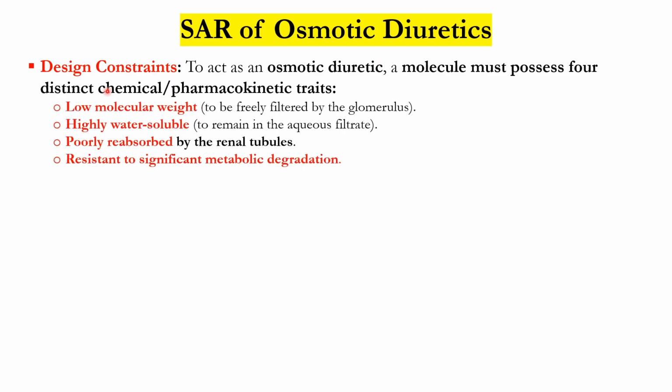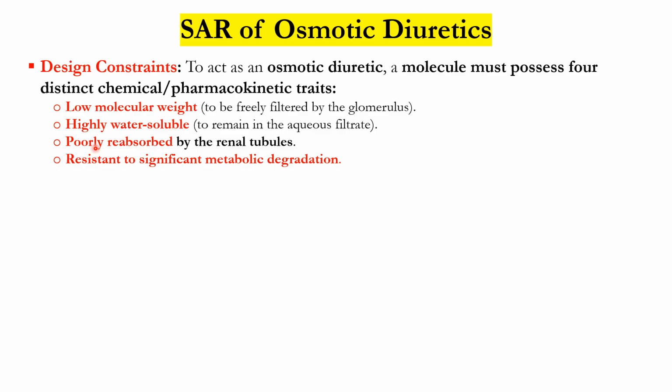The first one is that it should have low molecular weight. This helps the drug to be freely filtered by the glomerulus. The other thing is that it should be highly water soluble. This also helps it remain in the aqueous filtrate. The other thing is that it should be poorly reabsorbed by the renal tubule. And the final part is resistance to significant metabolic degradation.